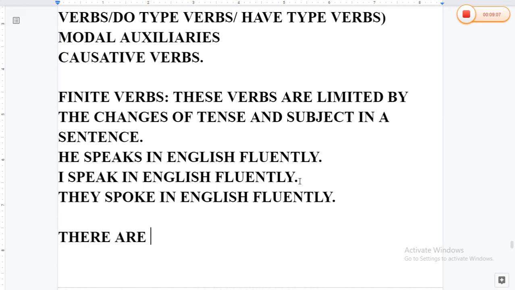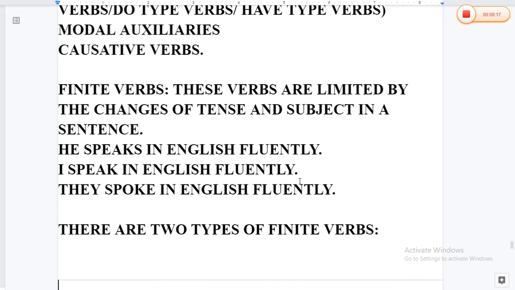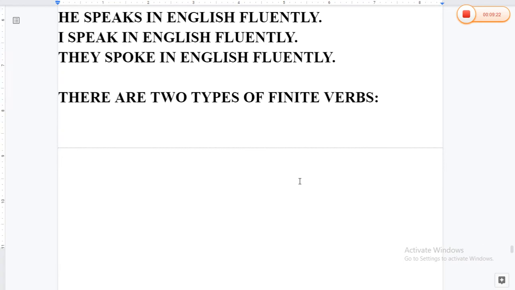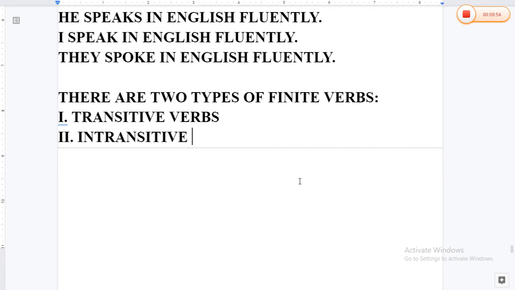There are two types of finite verbs. First one is you can say transitive verb, and second one is intransitive verbs. So let's take transitive first.